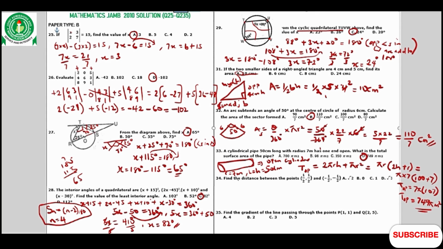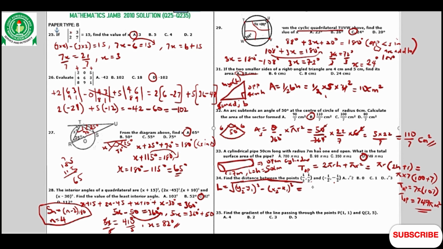Now, 34. Find the distance between the points 1 over 2, 1 over 2, and minus 1 over 2, minus 1 over 2. Look at this. We are given 2 points. The first one is this, and the second one is this. Now, when we want to calculate the distance between 2 points, we use L equal to square root of open bracket y2 minus y1 all square, plus open bracket x2 minus x1 all square.